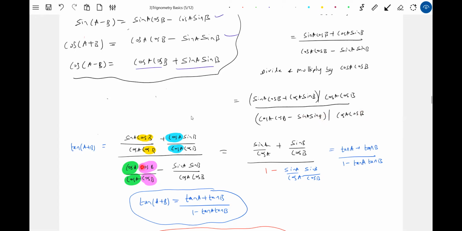So these two will cancel out. Cos B cancels, cos A cancels. So sin A by cos A is what? Tan A. Sin B by cos B is tan B. So tan A plus tan B over 1 minus tan A tan B. So tan of A plus B is tan A plus tan B by 1 minus tan A tan B. There's one more identity that we have derived.